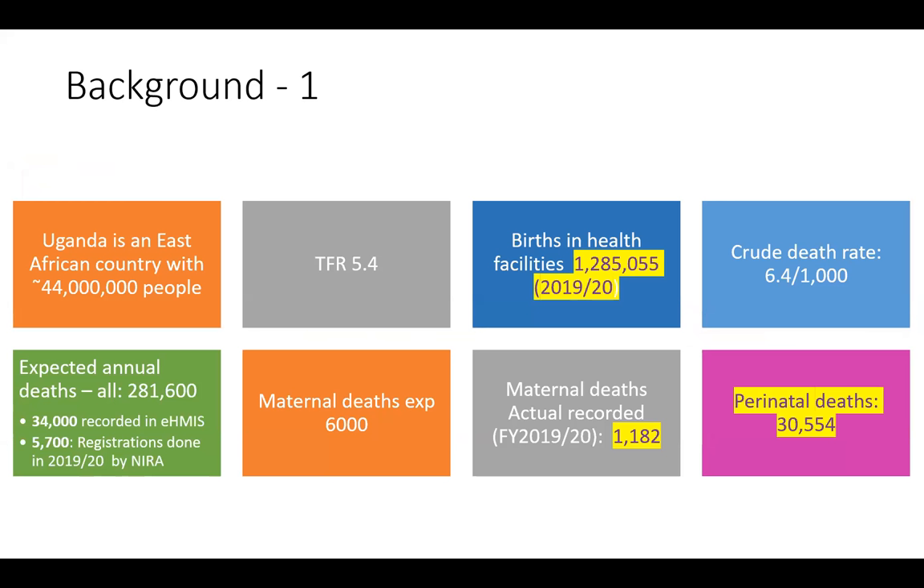By way of background, we are now estimated at 44 million people with a total fertility rate of 5.4 and a crude death rate of 6.4 per thousand. So currently we have an estimated 281,000 deaths in the community, but in the EHMIS we are recording 34,000, and the regulatory authority, for the last financial year, registered and issued death certificates for only 5,700. So you can see we have a very big need to up our game in terms of mortality data capture as well as utilization.